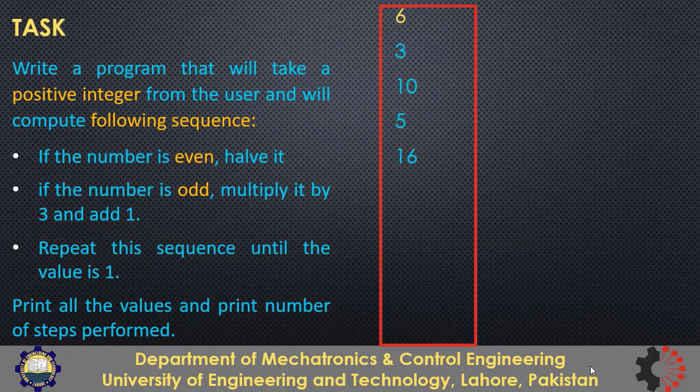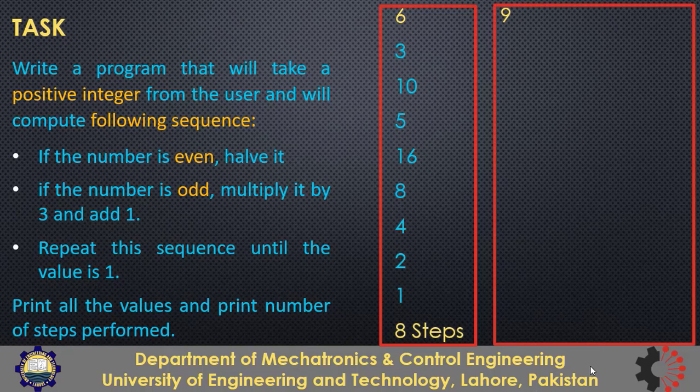It is an even number, the half is 8, and again it is an even number, the half is 4, again an even number, and the half is 2, and then again it is an even number, and the half will be 1. And now we got 1, so this process would stop over here. Remember, user has entered only 6. All other numbers are generated by the program, and it took 8 steps to reach the value of 1.